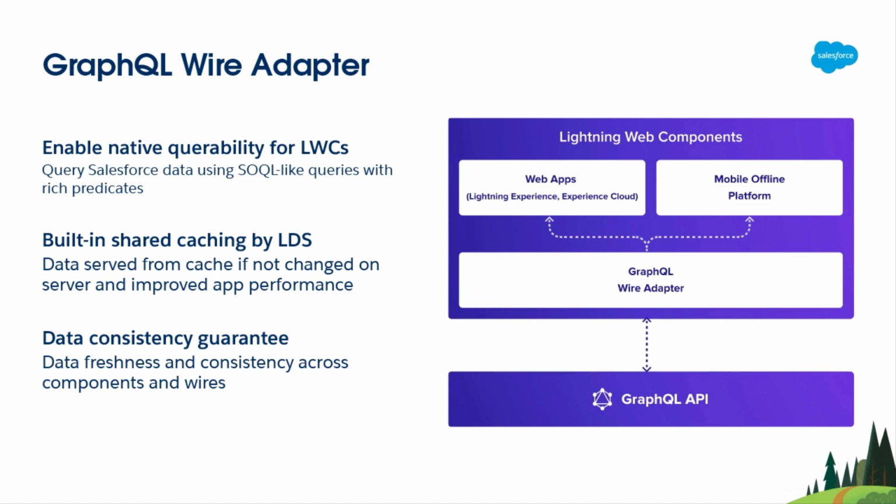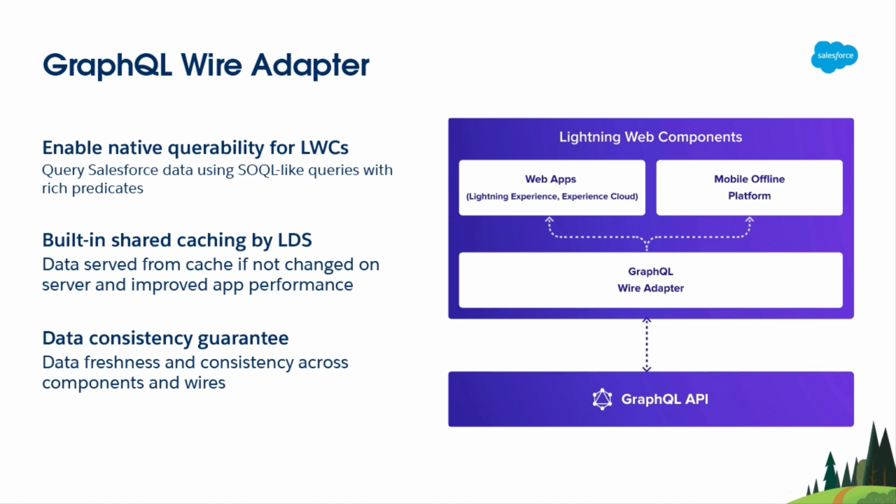Now you can try the latest GraphQL offering from Salesforce, the GraphQL Wire Adapter, now in beta for the Summer '23 release. Finally, developers will be able to natively query from LWCs using an industry standard query language with rich predicates. With this, you get the shared caching and data management layer by Lightning Data Service. Lightning Data Service guarantees data freshness and consistency across standard and custom components and wires.